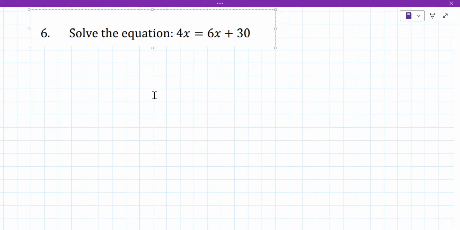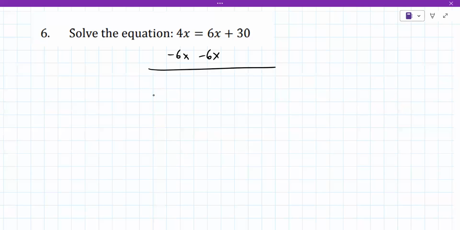Yeah, you could subtract, wait, that wouldn't really help. You're saying the right things. What are you going to subtract? I agree. Subtract 6x from both sides. Good. So what does it become on the left? Negative 2x equals 30.